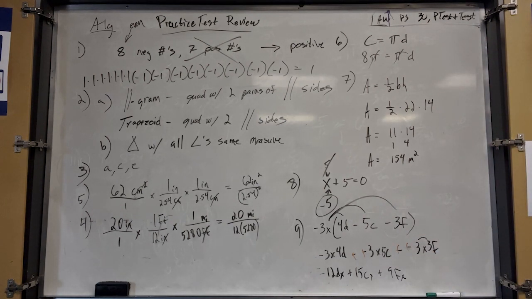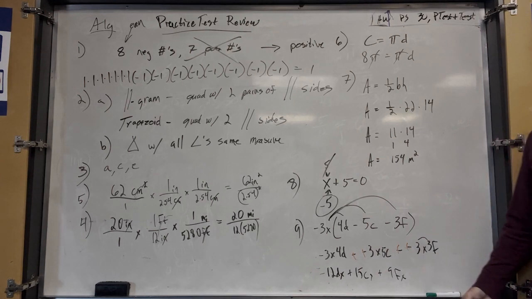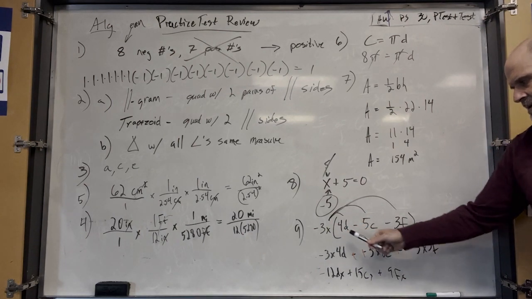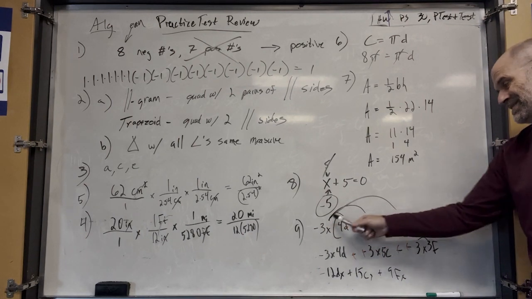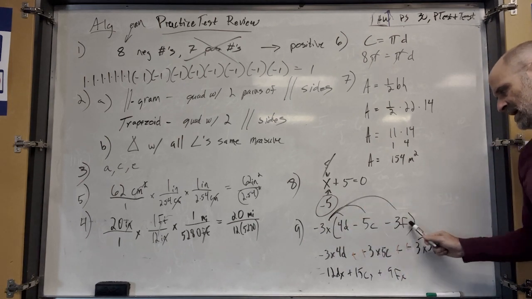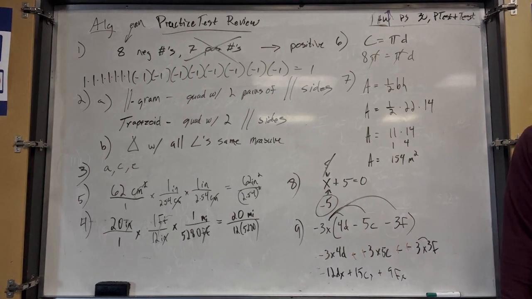Is that doable? Now, most of you will not do this second step, that's fine. Because you can do that in your head: negative 12dx, negative times negative, so positive 15cx, positive 9fx, okay? Can you guys handle that?